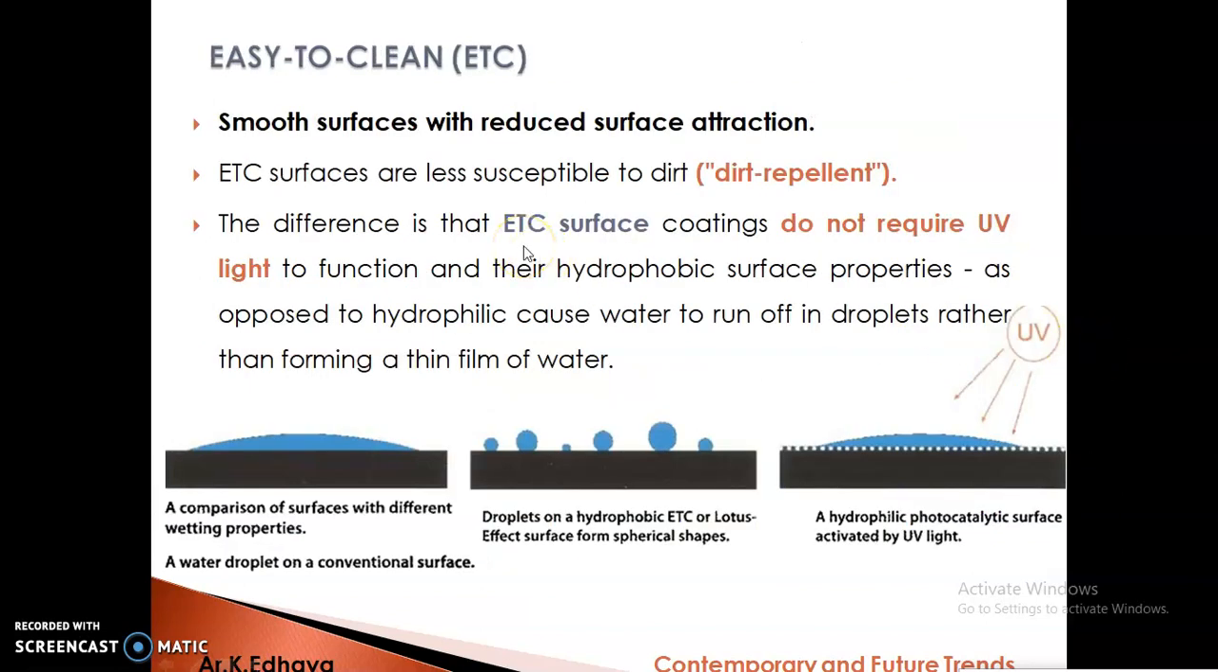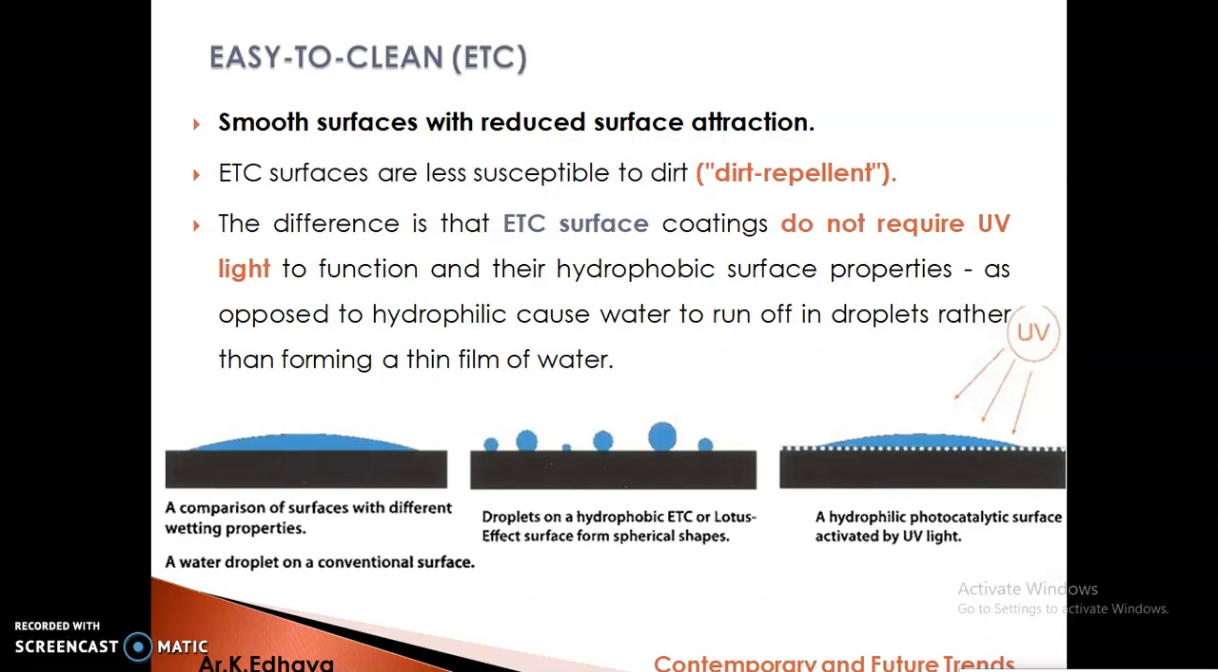Next we'll enter into the easy to clean nanotechnology process. Here the smooth surface which we are going to use will reduce surface abstraction. When we have a very clean, very smooth surface, obviously the dust is not going to get deposited onto the surface. So it can also be called dust repellent. These ETC surface coatings can be applied to any surface, to make it even smoother and to make it dust repellent.